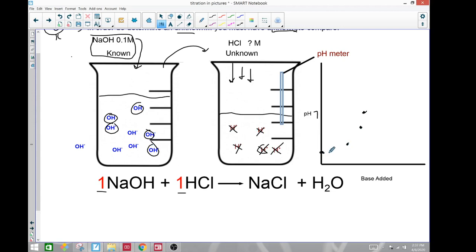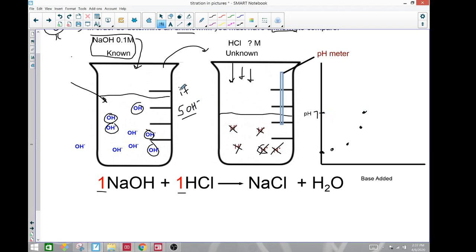And I have this little graph that looks like this. So at that point, if I can figure out how much I added, 1, 2, 3, 4, 5, I added 5 of my OHs, which means that right now there's none in there because they're gone. But I know that if I added 5 OHs to get to neutral, or neutralize, what we call the equivalence point, I'll talk about that in a moment.